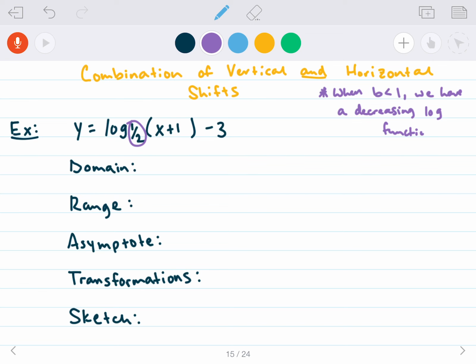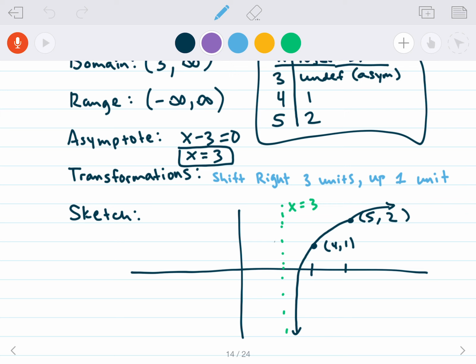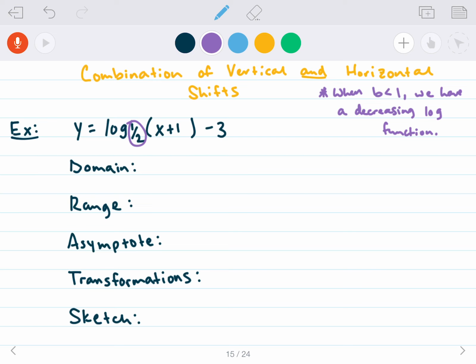The ones that we've looked at so far were all increasing. So like this guy, what do I mean by increasing? Well, as the x's get bigger, as time goes on, the y's also get bigger. So this is increasing when it looks like that. When the base is less than 1, we're going to have a decreasing function. We're going to have something that looks like this, like exponential decay, if you want to think of it like that. As time goes on, the y values get lower and lower, so this is a decreasing function.